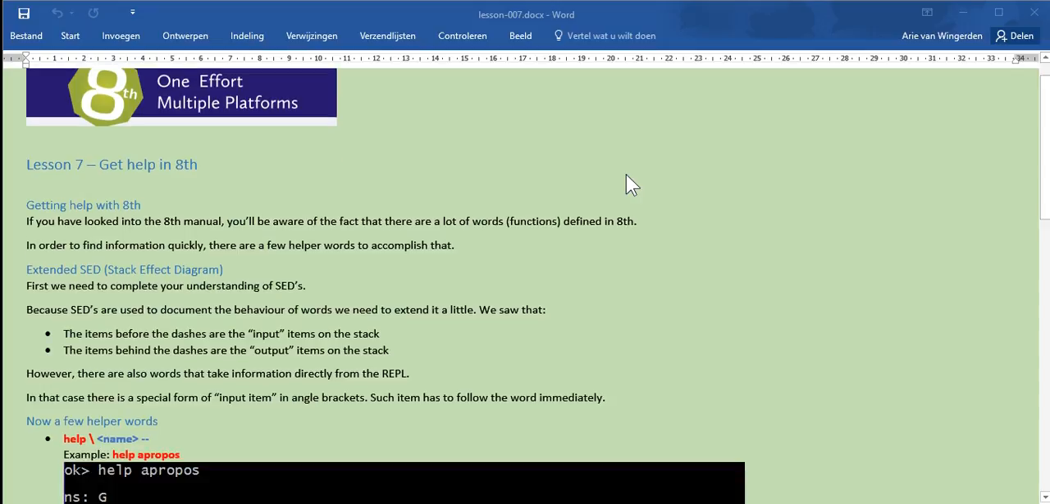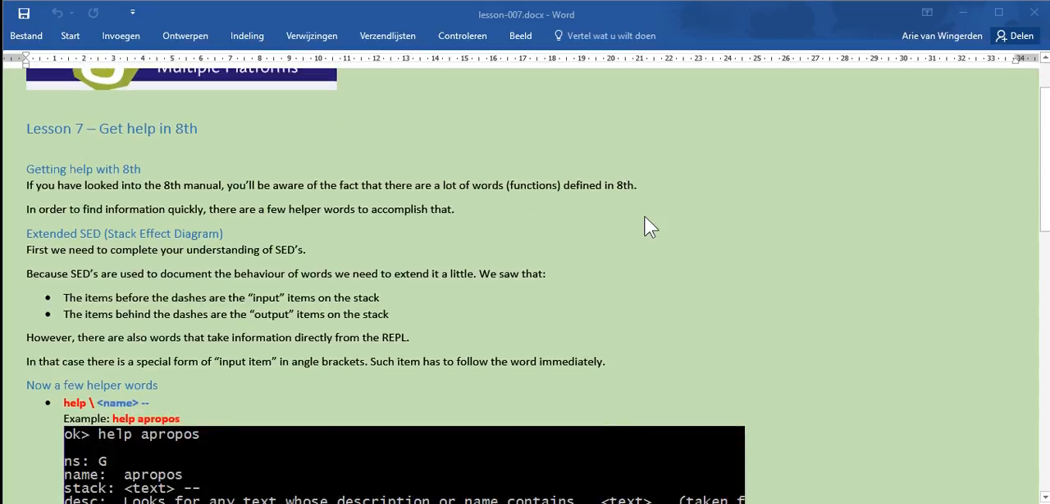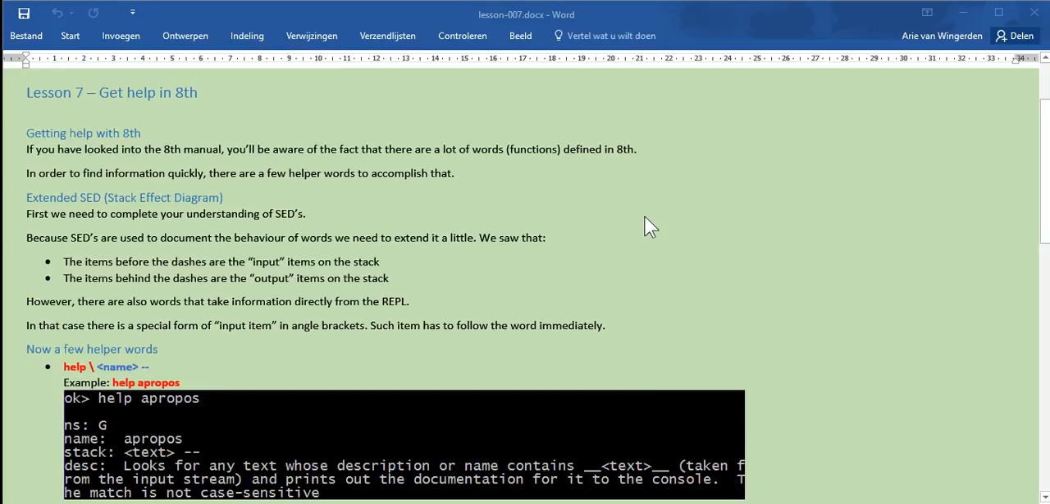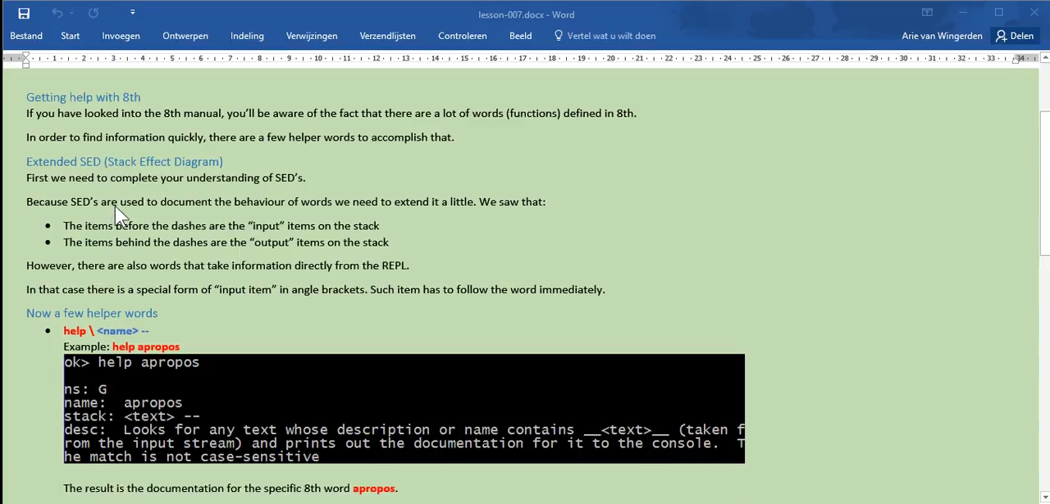There are quite a lot of words in the 8th manual. And in order to find information quickly, the manual is not always the best place to start. Before we have a look at some helper words, we'll have a look at the stack effect diagram again. And now we have a look at a kind of extension of the stack effect diagram.